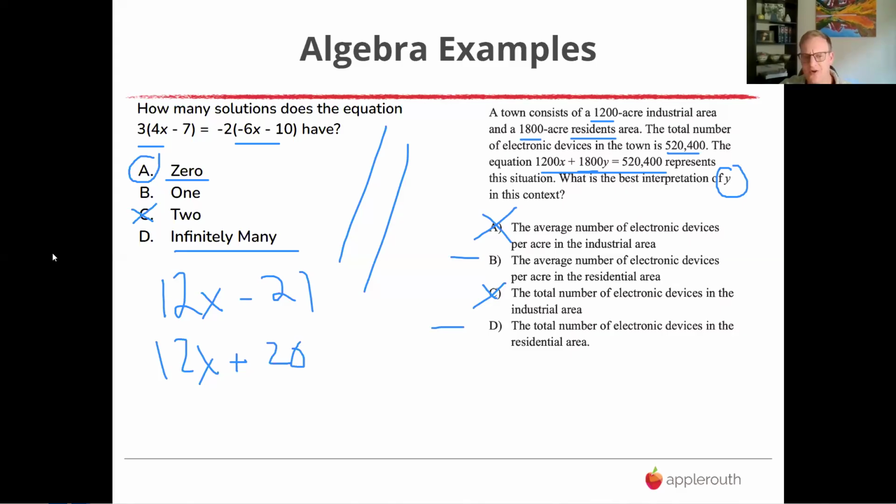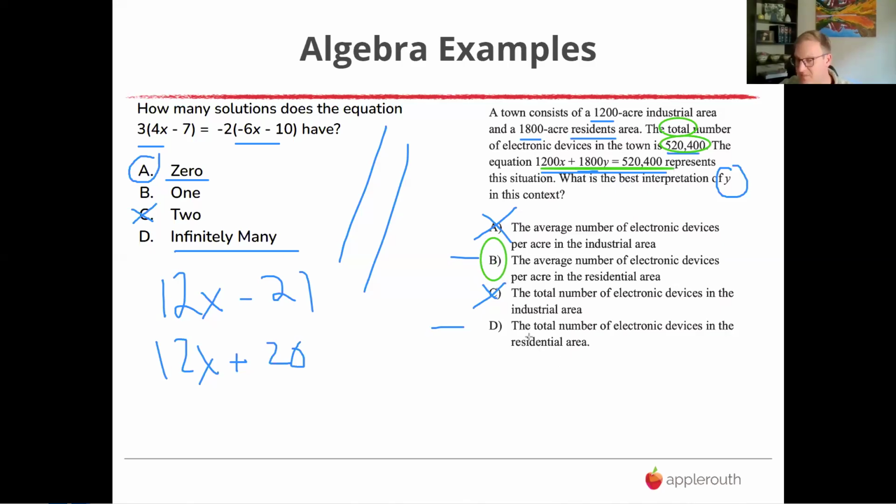This is where it's kind of hard, and I think I can explain it, and some of you will be left still uncertain, which is okay. But the total number is 520,400. So this is representing total, which means 1,800y is the total number of devices in the residence. Y is just the average, 1,800y over 1,800.